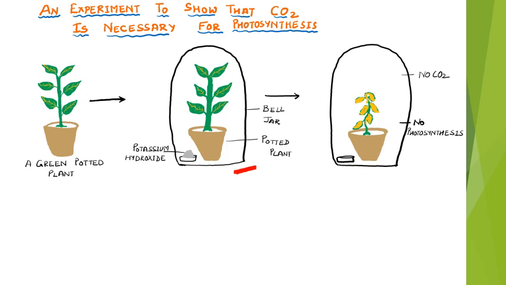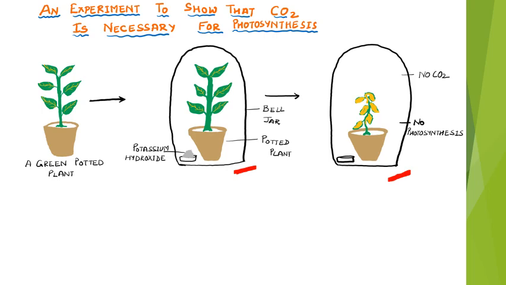Leave it there for a few hours, and then after a few hours take out the bell jar and take one leaf from that plant. In this picture I have drawn the leaves yellow in color, which shows that photosynthesis has not taken place. Leaves have not prepared their food, and that's why they are turning pale yellow. Now take out one leaf from this plant and test it for starch.